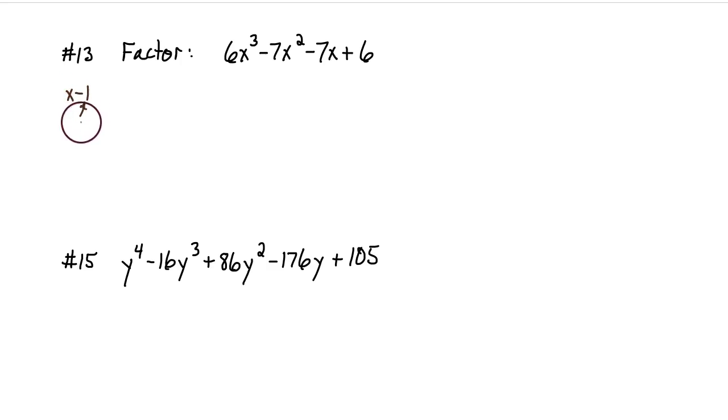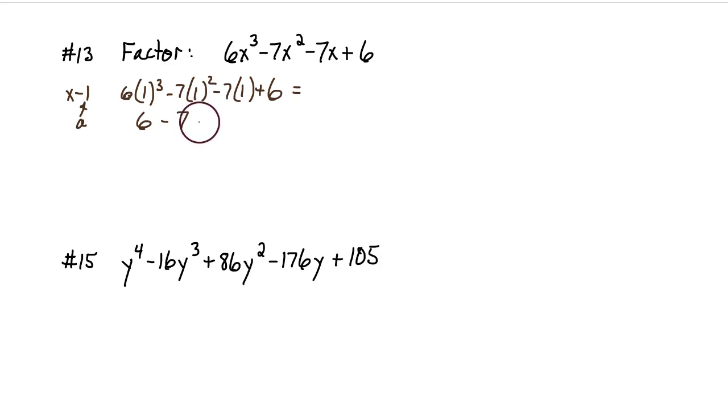That would mean that the value of a is a 1. Let's substitute 1 where the x is and see if we get an answer of 0. If this does not make 0, we're going to try a different linear factor. 6 times 1 is 6, minus 7 times 1 is 7, minus 7 plus 6. This makes negative 2. So we found out that x minus 1 is not a factor.